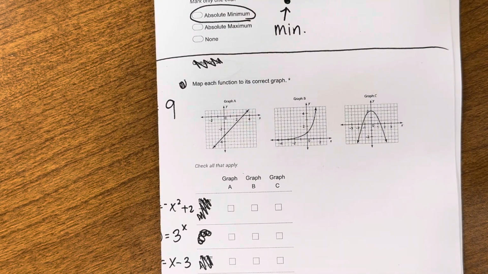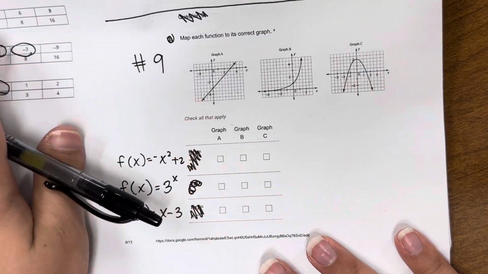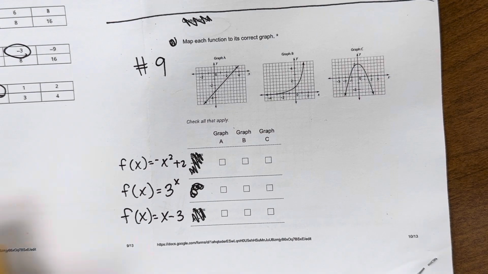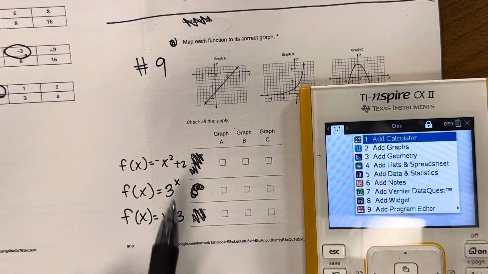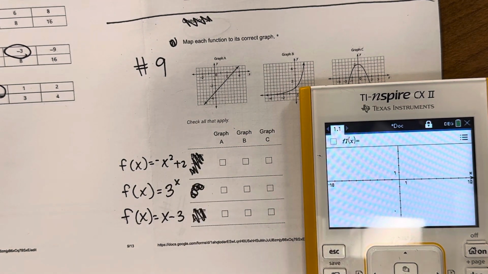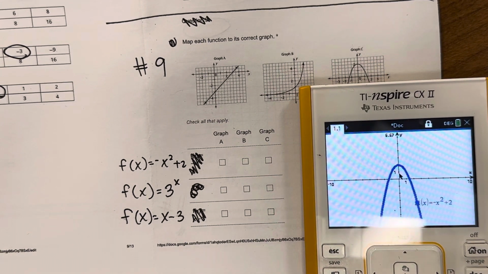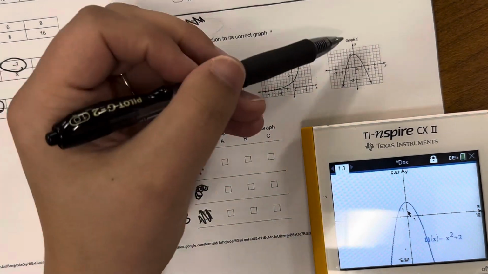And then last but not least, question 9. It says map each function to its correct graph. They gave us three functions, and we need to figure out which graph matches those functions. So the first one, let's say you don't remember the format for each of the functions. You can use your calculator. So I'm going to type this function into a graph and see what it looks like. Negative x squared plus 2, hit enter. Oh, it gives me a U shape. That's a quadratic function. So the graph that matches that is right here, graph C.